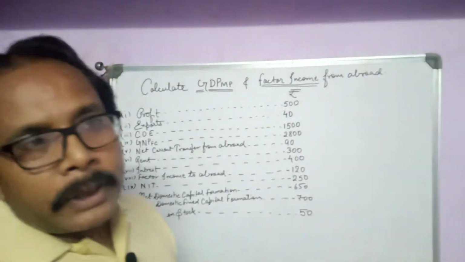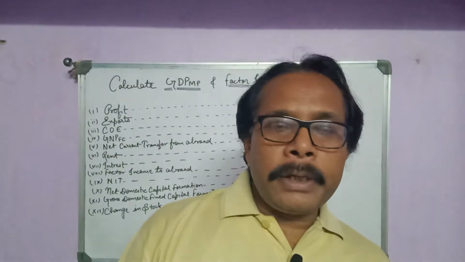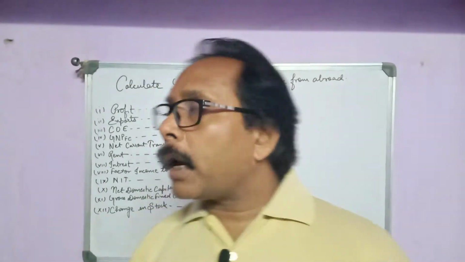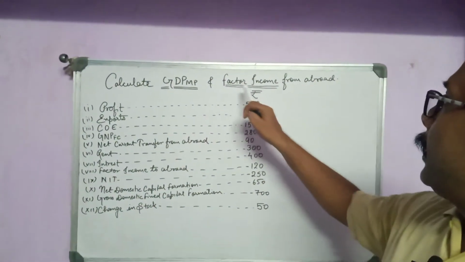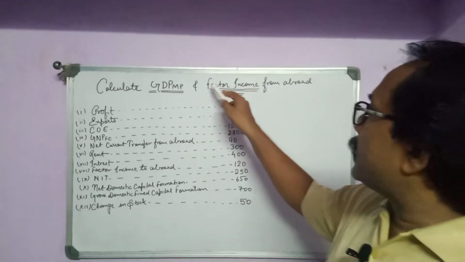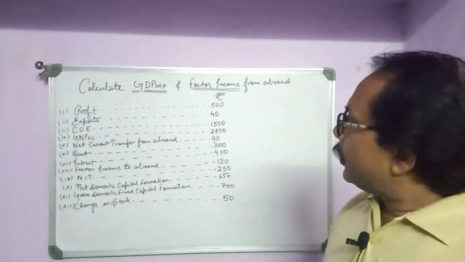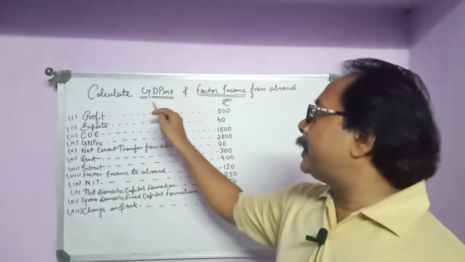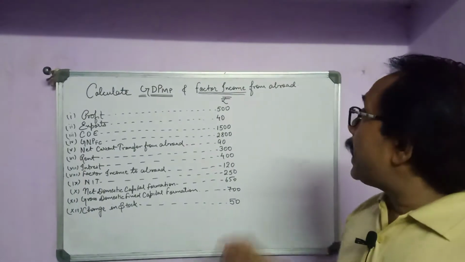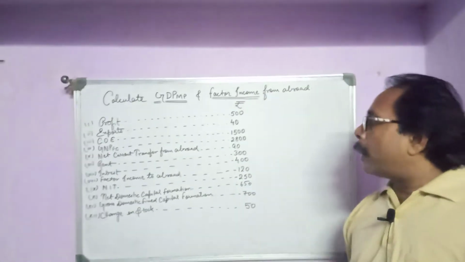Hello my dear students. A number of students have the query regarding how we can calculate the factor income from abroad. This is the basic problem of most of the students. They know how to calculate GDP at MP. So why do they face the problem with factor income from abroad?